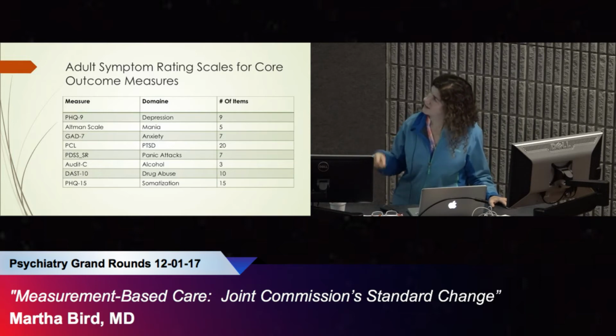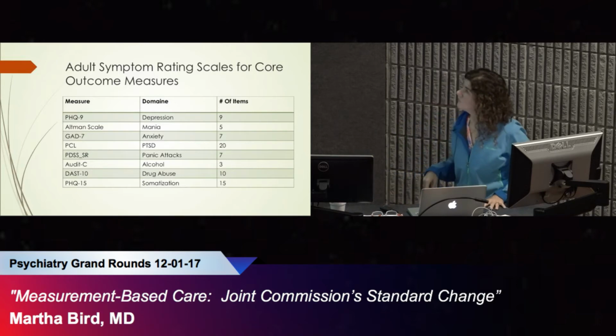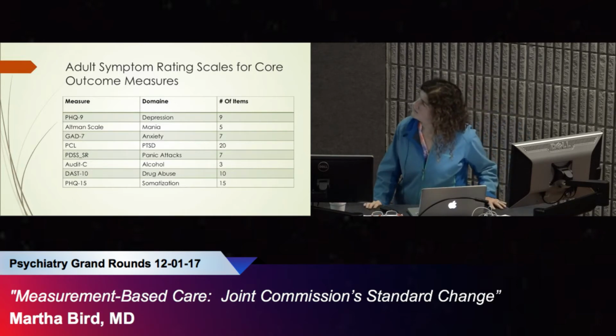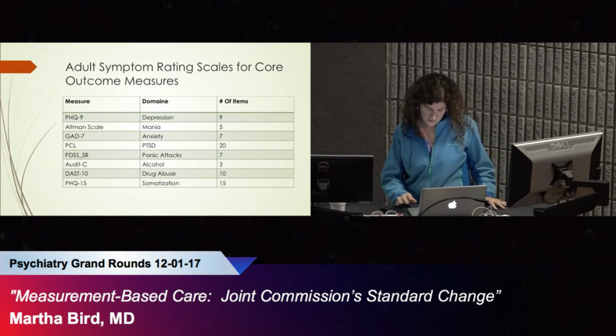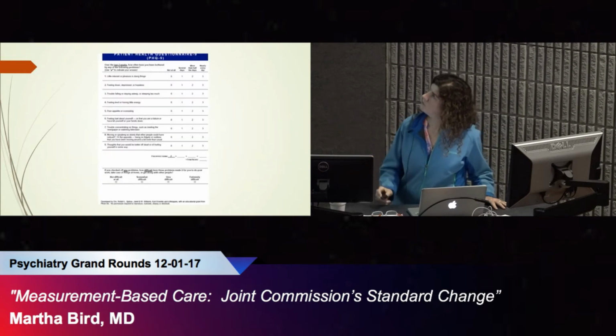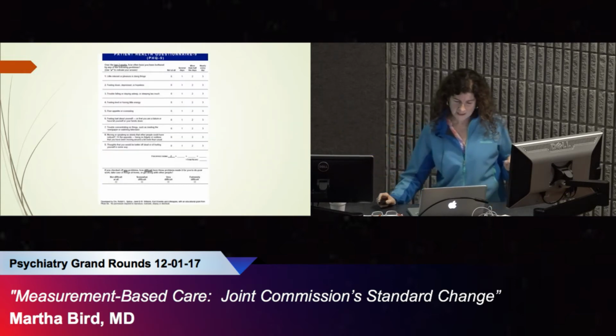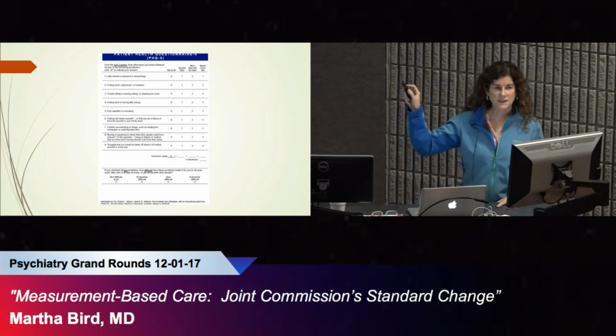PDSS-SR for panic attacks. A lot of people know about the AUDIT-C. It is used as an alcohol screener. The DAST-10 for drug abuse, and the PHQ-15 for somatization problems. And I thought it would help to look at some, and don't panic. You may have to do the panic inventory. This one's hard to read.